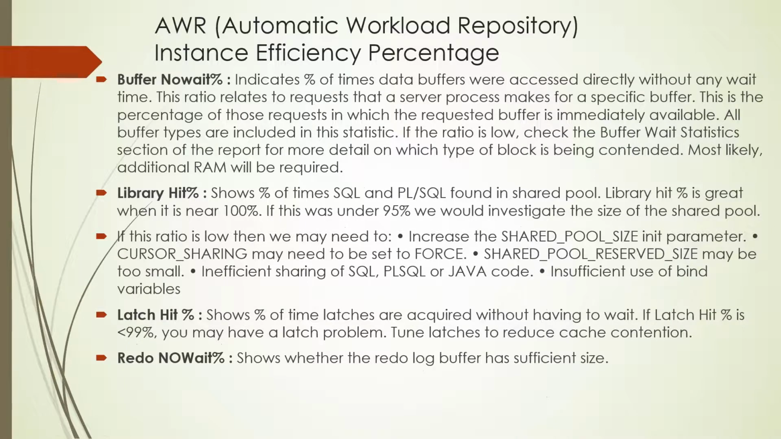Now there is buffer no wait percentage. It indicates the percentage of time data buffers were accessed directly without any wait time. This ratio relates to the requests that a server process makes for a specific buffer, and it is the percentage of those requests in which the requested buffer is immediately available. All buffer types are included in this statistic. If this ratio is low, you need to check buffer wait statistics, which is again a section in the AWR report.